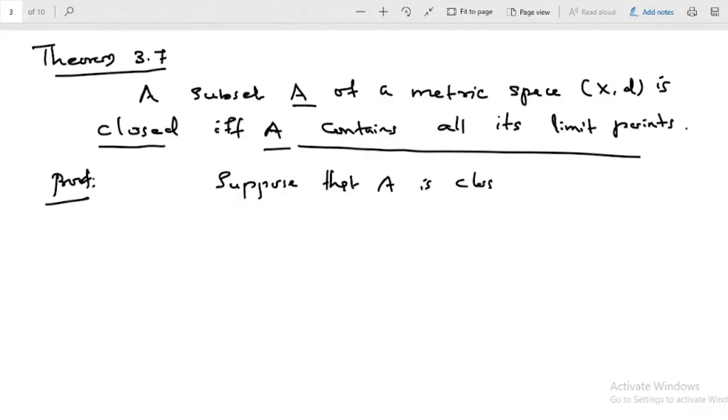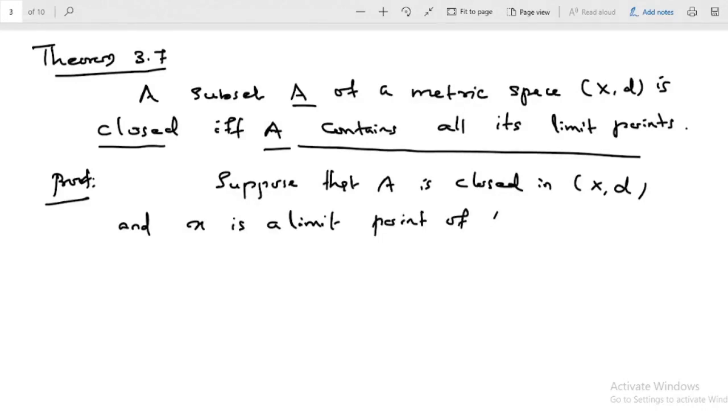in (X, d) and we want to show that A contains all its limit points. Consider a limit point of A, x is a limit point of A. Okay, this x is an arbitrary limit point of A. Therefore, if we can show this x belongs to A, then A contains all its limit points.